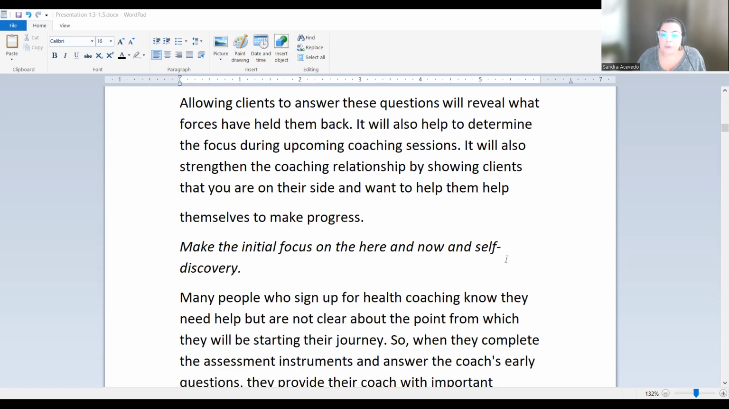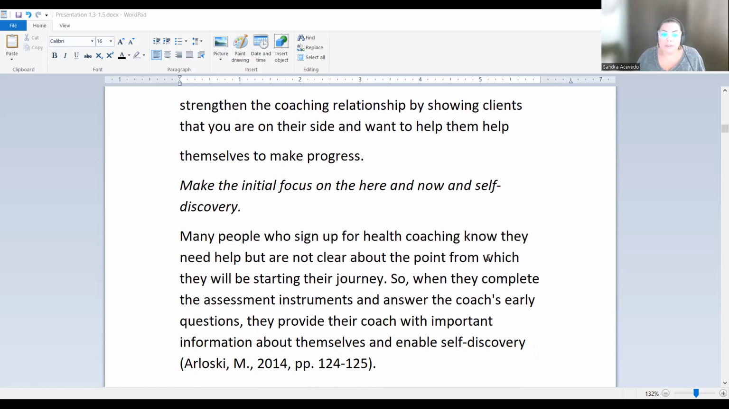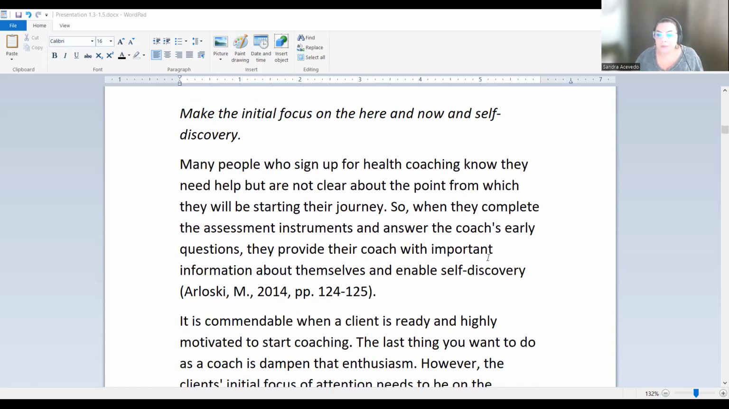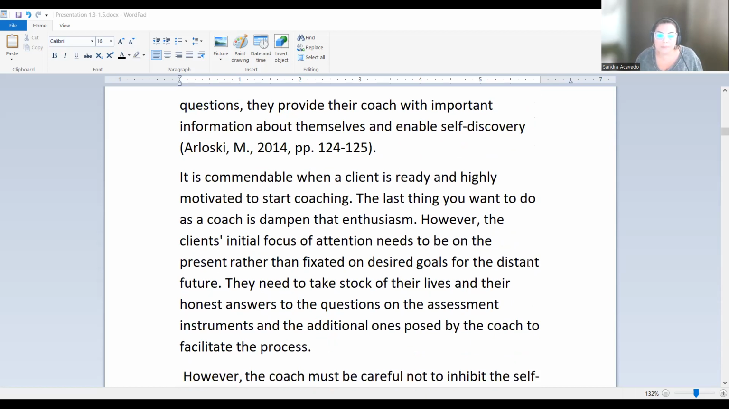Make the initial focus on the here and now and self-discovery. Many people who sign up for health coaching know they need help, but are not clear about the point from which they will be starting their journey. So when they complete the assessment instruments and answer the coach's early questions, they provide their coach with important information about themselves and enable self-discovery.